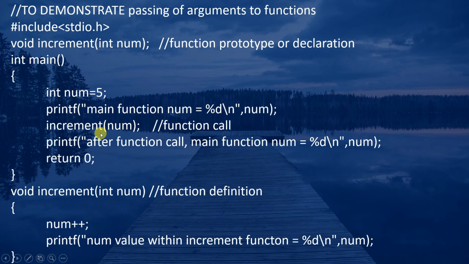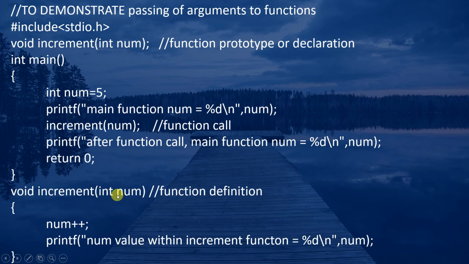I am demonstrating a very important concept here. What will happen to the value of the variable in the called function? If I increment or decrement or modify the value in the called function, will it affect the original variable in the calling function? Here the calling function is main, called function is increment. In the calling function, I have num value. I am printing the num value, that is 5.